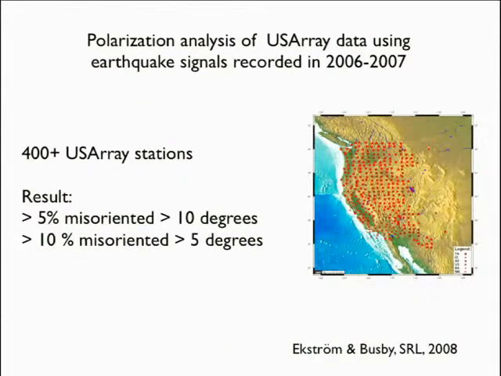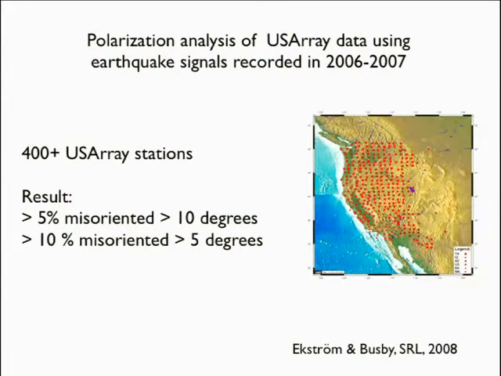So very early on in the TA, I started trying to determine these orientations of the instruments directly from Love and Rayleigh waves. And using the data that was available for 2006 and 2007, we found that a lot of the TA was misoriented. More than 5% of the instruments were more than 10 degrees off, and more than 10% of the instruments were more than 5 degrees off.